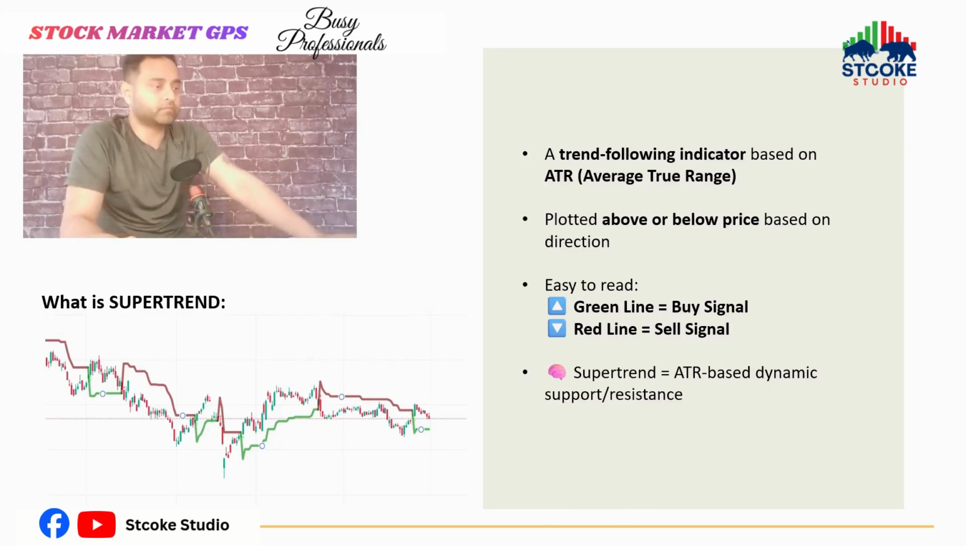Okay. So Supertrend is a very simple indicator which basically changes color from green to red and red to green. When it is green, it is basically positive. It is asking you to buy. When it is red, it is basically negative.